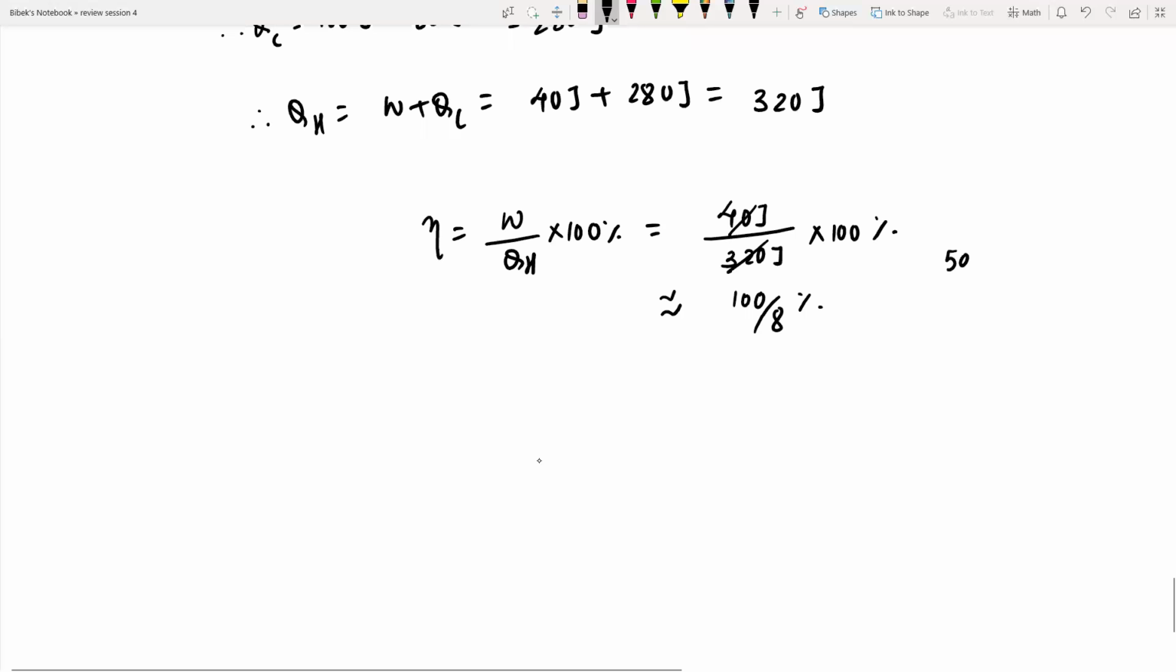You can do it 50 over 4, 25 over 2. I think it will be about 12.